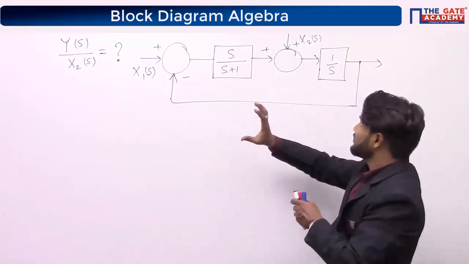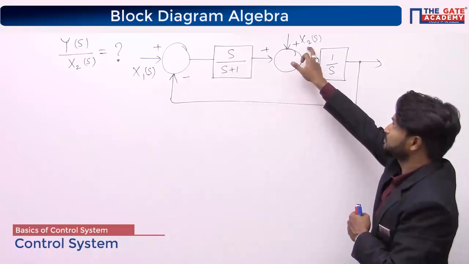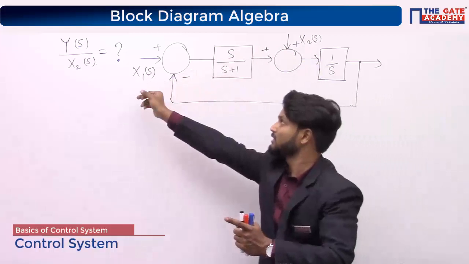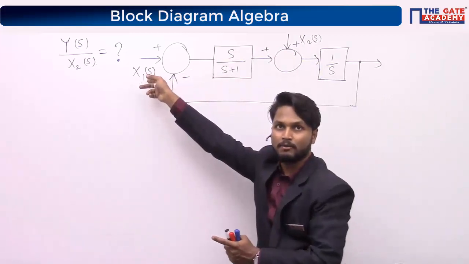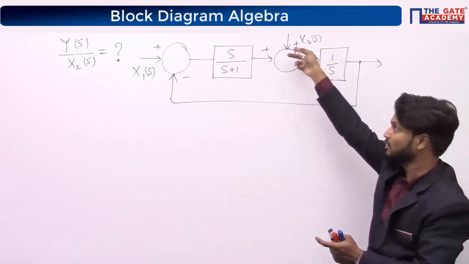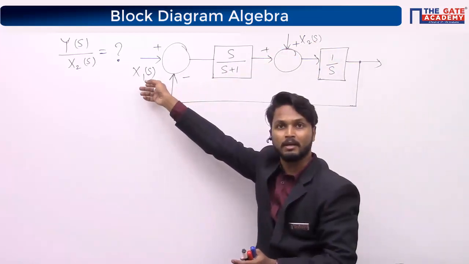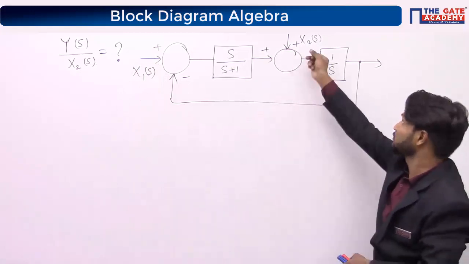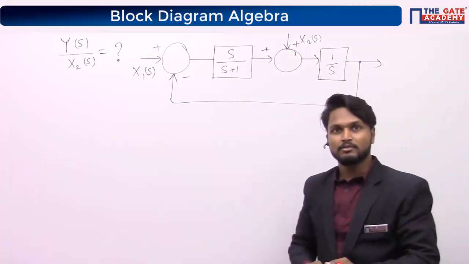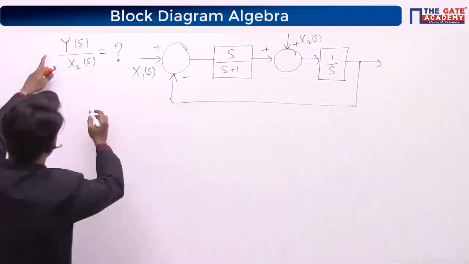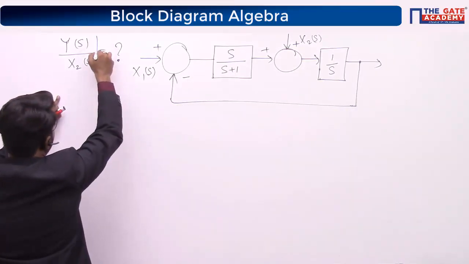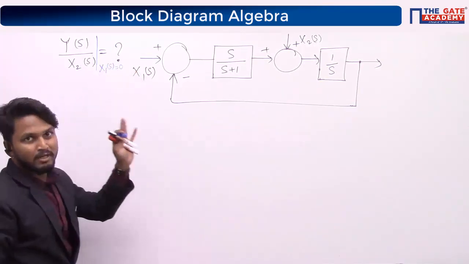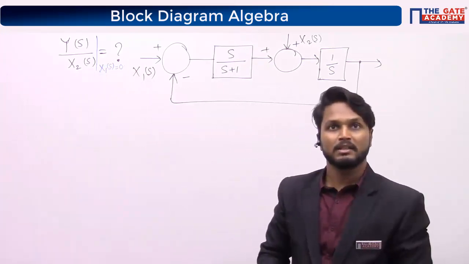if you want the output of the system because of the input X2(s), you will turn off the input X1(s). You will make X1(s) to be 0 and find out the output because of X2(s). The same way, you will find Y(s) upon X2(s) when X1(s) is equal to 0. So that is what is asked in the question.